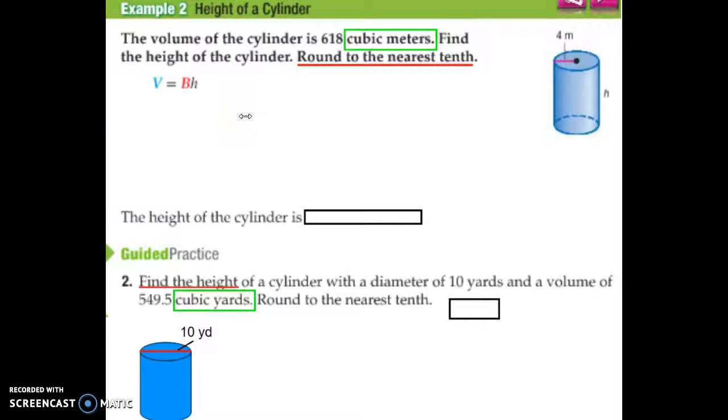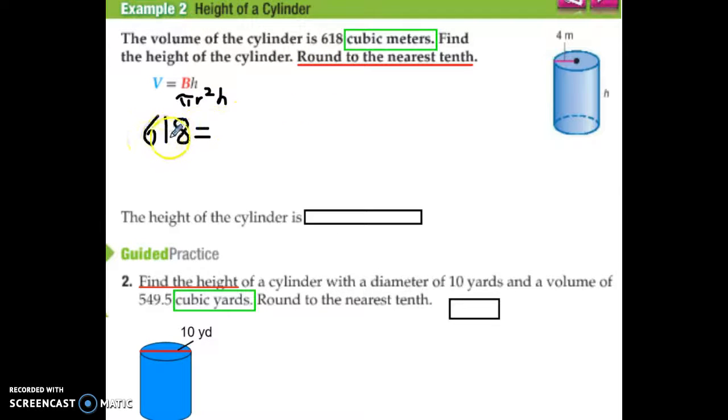Here's finding the height. This is a work backwards one, okay? So again, we're going back to our equations that we did earlier in the year. They tell me the volume already is 618 cubic meters. So my volume, or my V, is 618. Okay, that's going to equal capital B times H. Well, we know this is pi r squared times H. Let's just rewrite that. Pi r squared H. Alright, we want to find the height now.